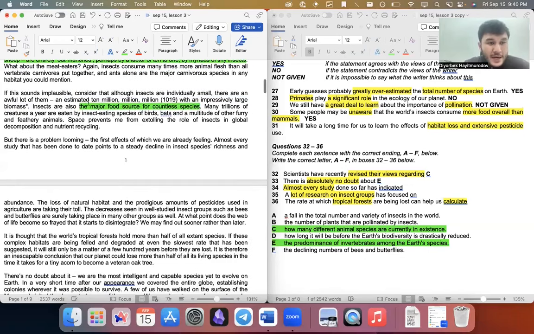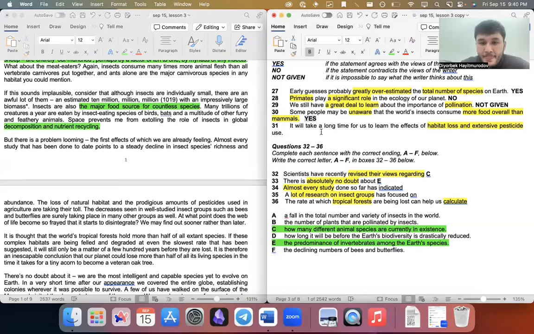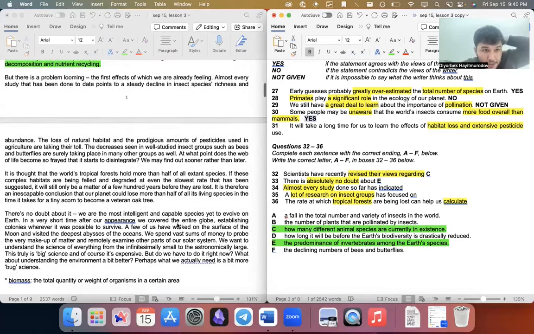Many trillions of creatures a year are eaten by insect-eating species of birds, bats, and a multitude of other furry and feathery animals. Space prevents me from extolling. Extol, does anyone know extol? Extol means praise. I can continue praising these insects in the global decomposition and nutrient recycling. But do we have anything about habitat loss and extensive pesticide? Nothing about that. Nothing about almost every study. But there is a problem looming, just appearing, coming, right?